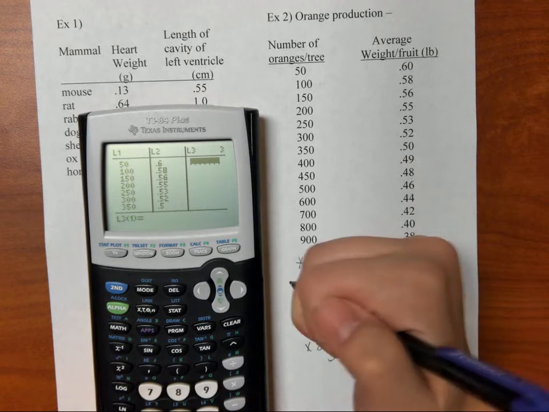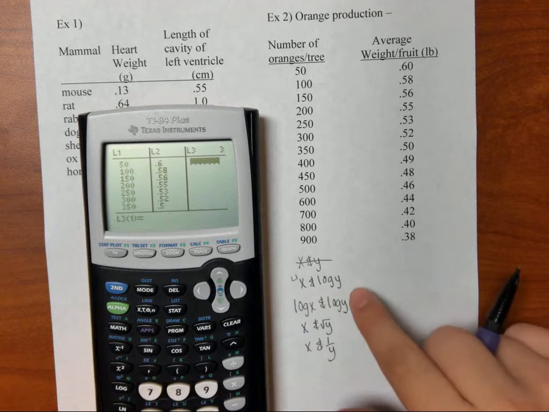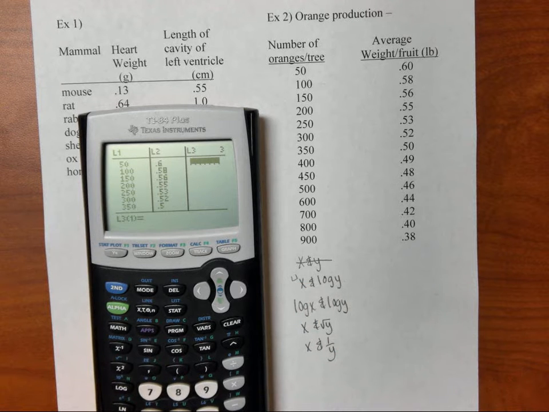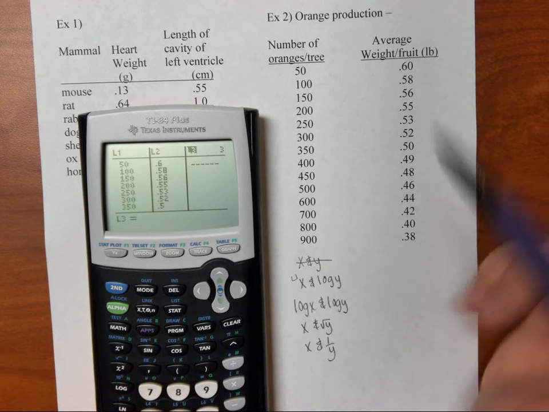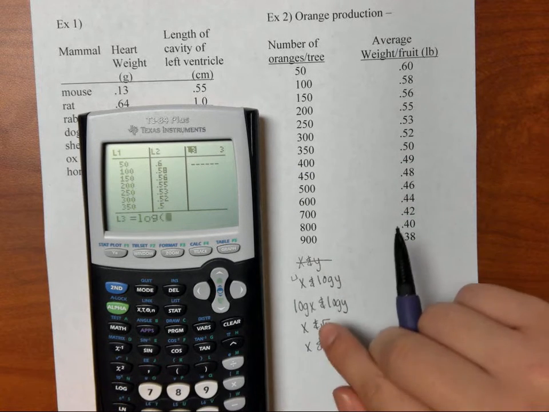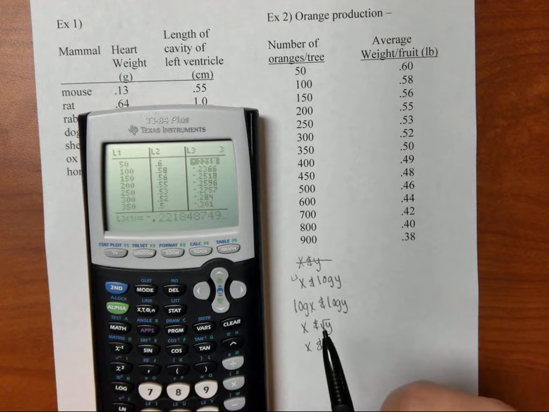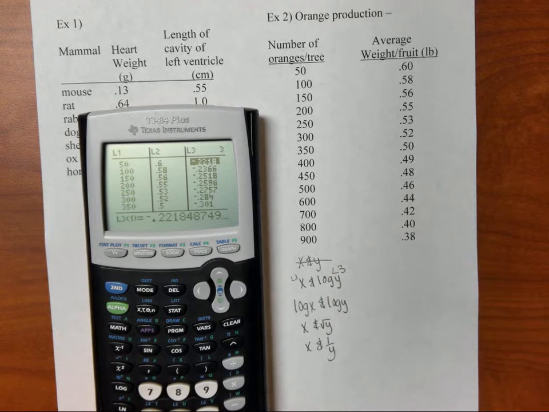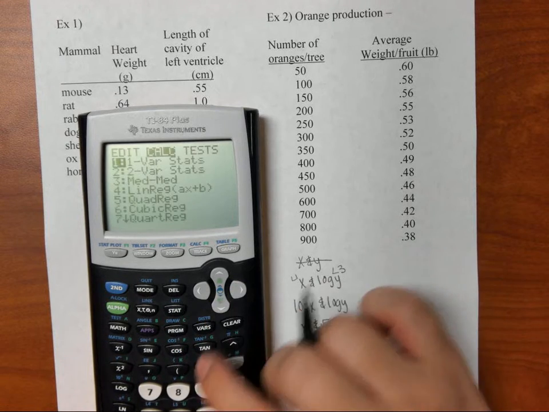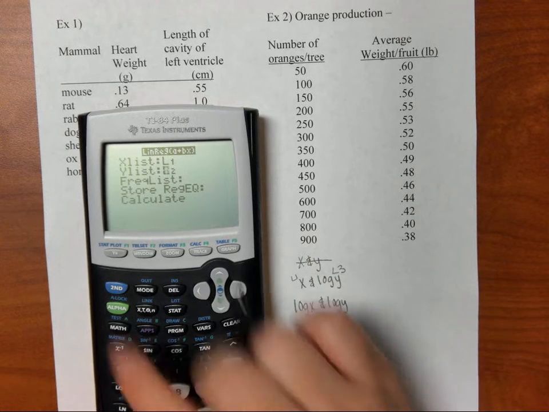So I'm going to try my next model, x and log y. So I want the x's. I have those stored in L1. You don't have to write the list above it, but it can help you, especially if you're getting confused with where the things are located. Go to the top of L3 and do the log of the y values, which are located in L2. So I stored these in L3. I do linear regression again on L1 and L3 this time.